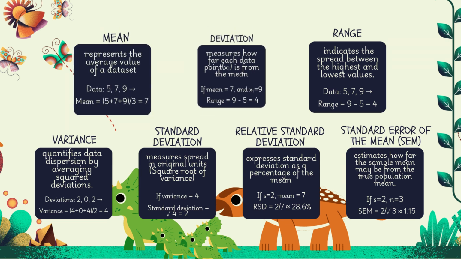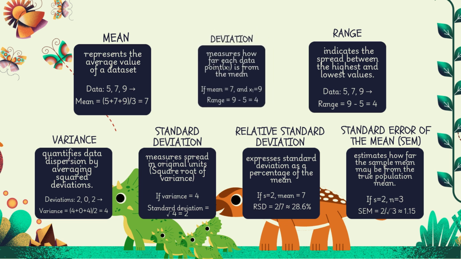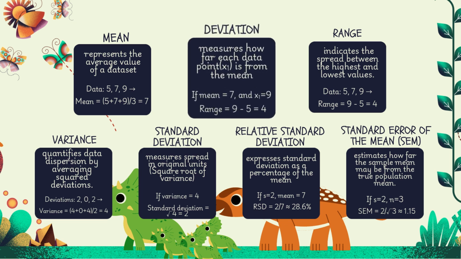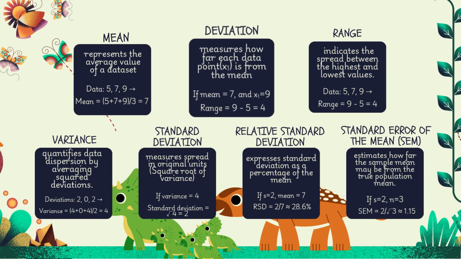Deviation measures how far each data point is from the mean. It is an absolute value to ensure deviation is always positive. For example, if the mean is 7, and the next data point is 9, we will get the deviation of 2.